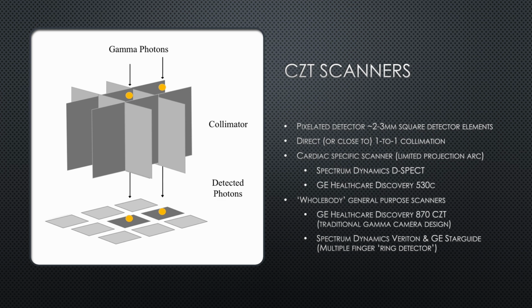For example, for the heart, where we had the Spectrum Dynamics SPECT and the GE530C scanners. As production of the detectors has improved, whole body systems are now available either with a traditional camera design, such as the Discovery 870 CZT system from GE, or the Spectrum Dynamics Veriton or GE Star Guide, which take an alternative approach of having a ring detector with multiple fingers of these detector elements.